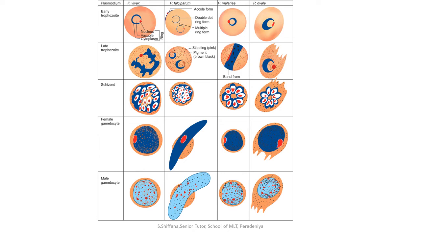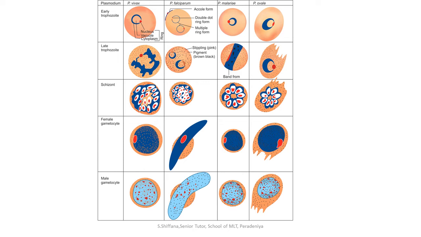When we consider Plasmodium malariae, the early trophozoite is very small, but the cytoplasm is thicker compared with vivax. And the late trophozoite form we can very clearly differentiate from the other three species. This is band shape. And the schizont stage also has a distinct shape, a rosette shape, and the female and male gametocytes are similar to Plasmodium vivax.